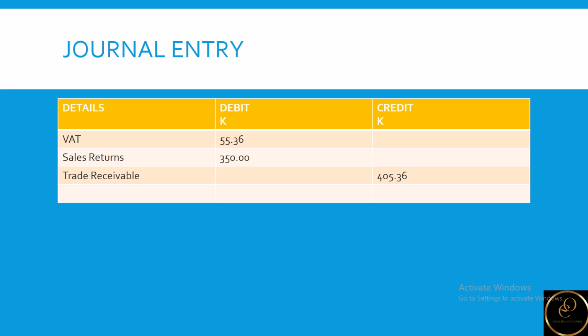So the sales returns account is showing how much the sales account will be reduced by. So this is 350 kwacha.